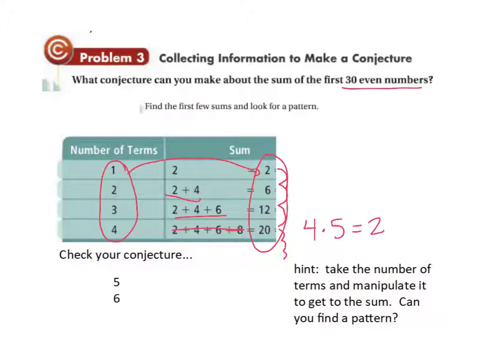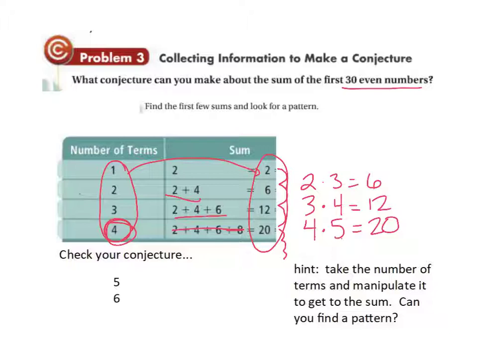So if you look at the previous one, then it'd be a 3, and a 3 times a 4 gets me my 12. Okay. And then a 2 times a 3 equals 6. Okay, I think I see a pattern here. I'm going to take my number of terms and multiply it by a number 1 higher than that. So 4 times 5, that's 20. Or 3 times the number higher than that, that'd be a 12.